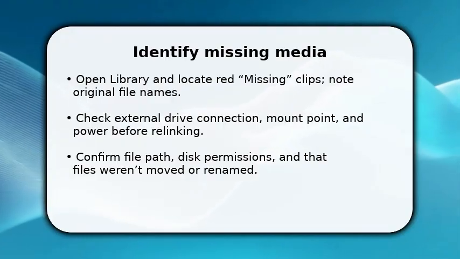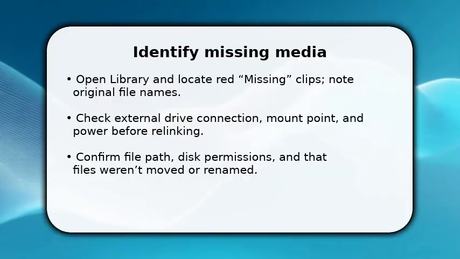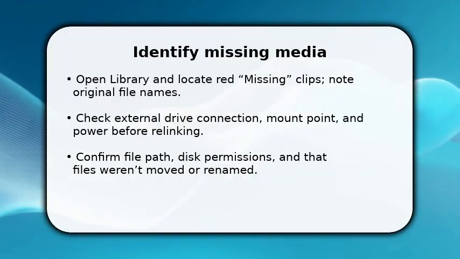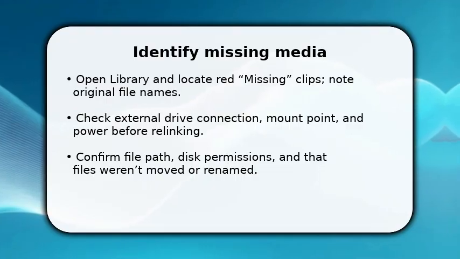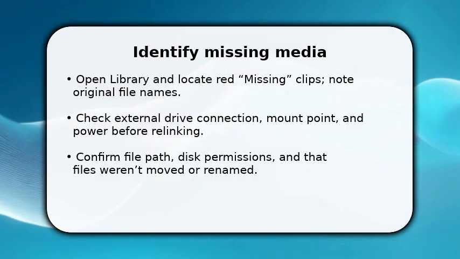You start by locating the missing clips in the library index so you know exactly which files are absent. Once you see red missing badges, make sure the external drive is connected and mounted. FCP looks for the original path, so changes break links.